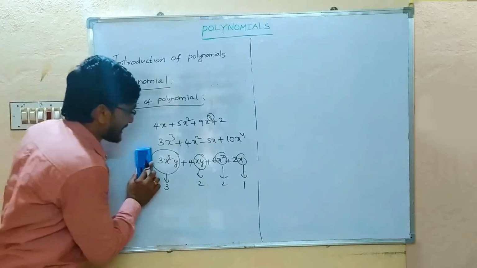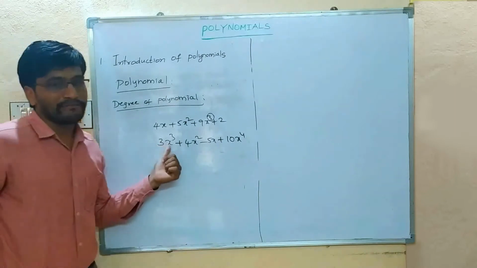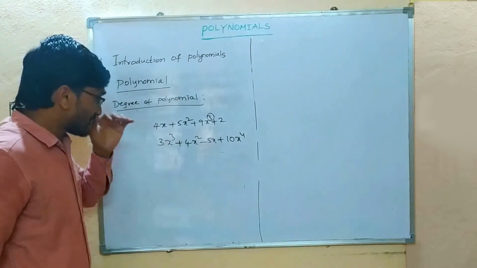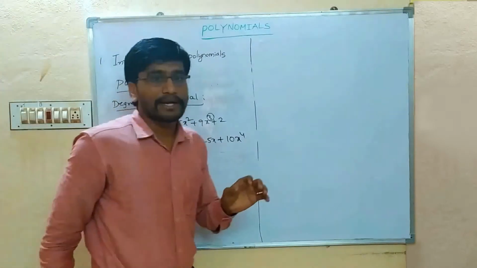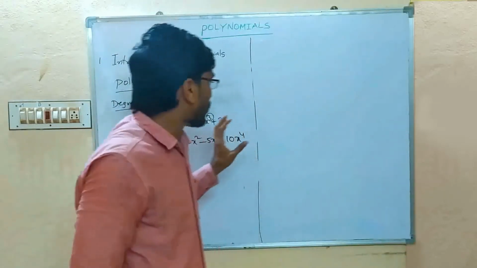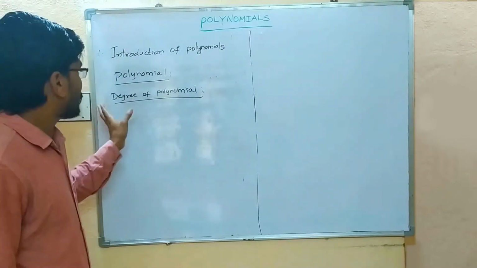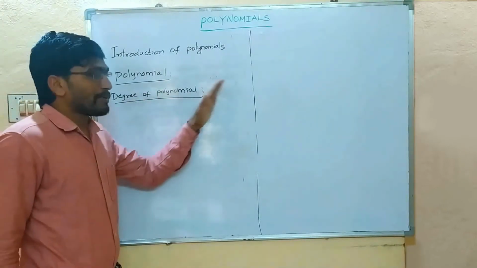But in our 10th class mathematics polynomials, we have studied only 1 variable. So the degree of the polynomial is nothing but the highest power of the variable in the polynomial. So now the degree of a polynomial is completed.